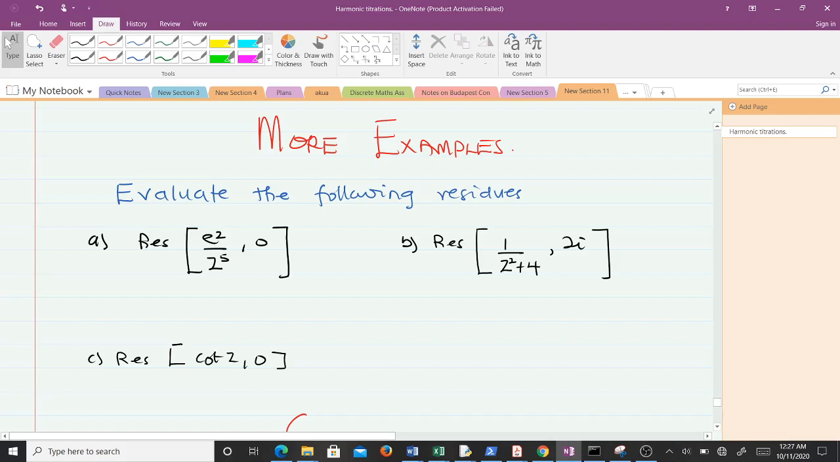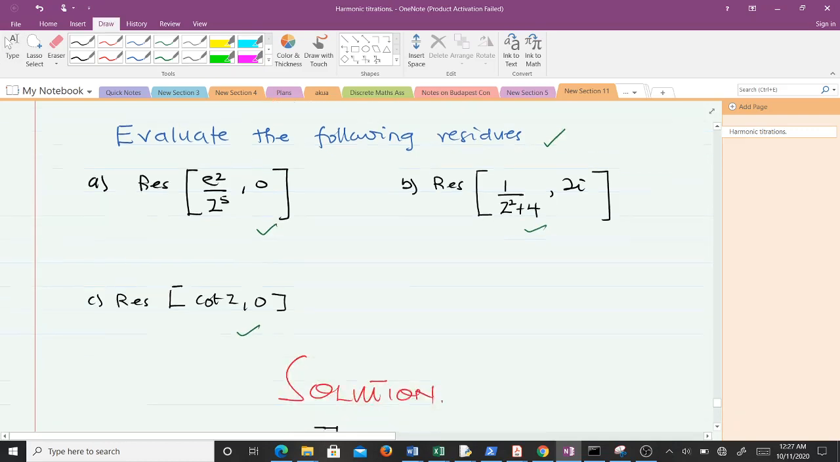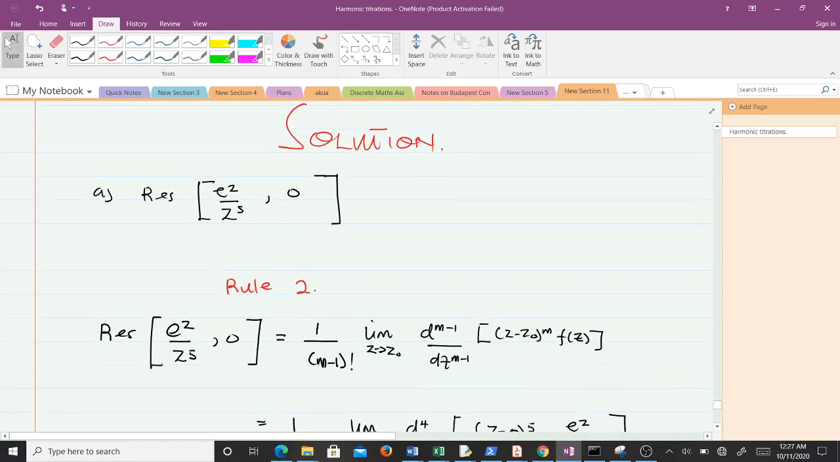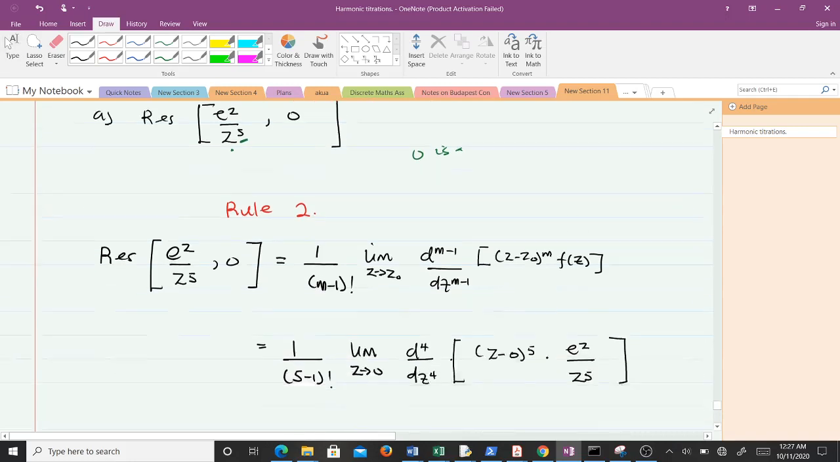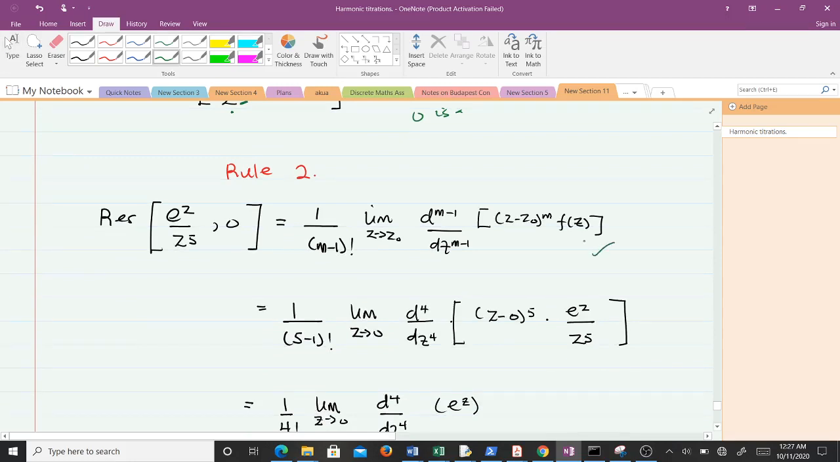So it says, evaluate the following residues. So you have to find the residue here, that, and this. Okay, so let's solve it. So you could see that here 0 is our pole, because when you put 0 here, f of z is going to be undefined, but it has an order of 5, right? So you can see we can use the second rule, okay, right? So this is the second rule, the formula for it, and in this case our m is 5. So we are going to make substitution. Then we have this.